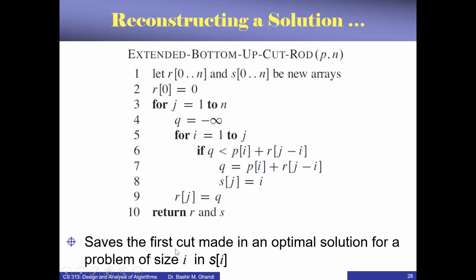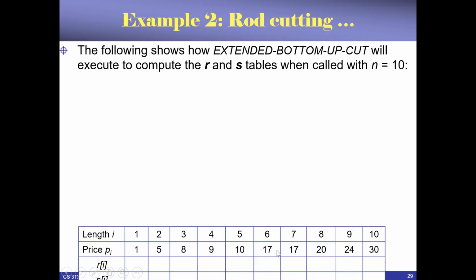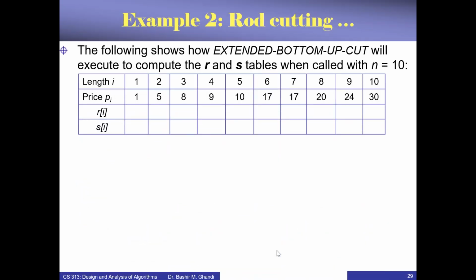So it saves the first cut made in an optimal solution for a problem of size i in the position S at i. To see what all this means, let us now take our example in more detail to show how the Ris and the Sis are computed. So Ri are the revenue for this particular length, and Sis are going to be the point where the cut was made to obtain the optimal revenue.